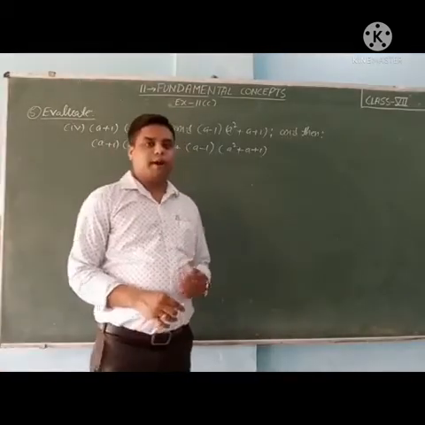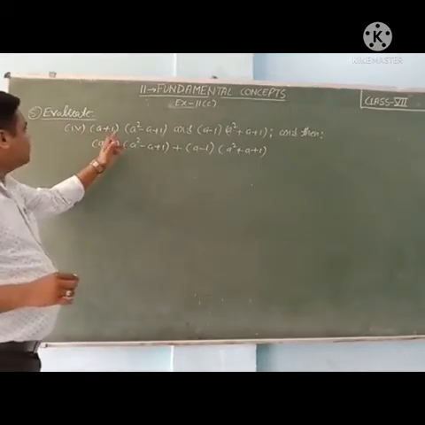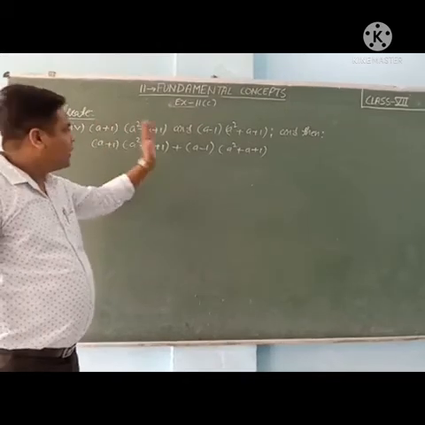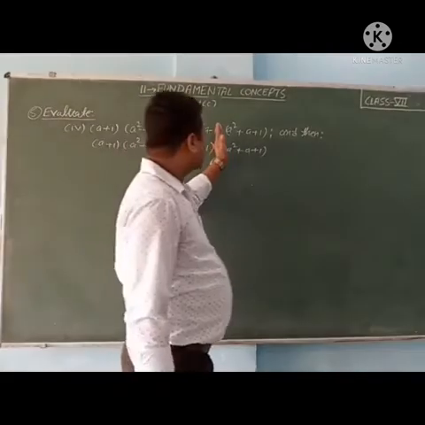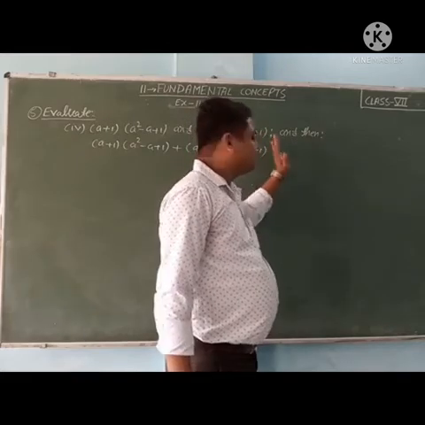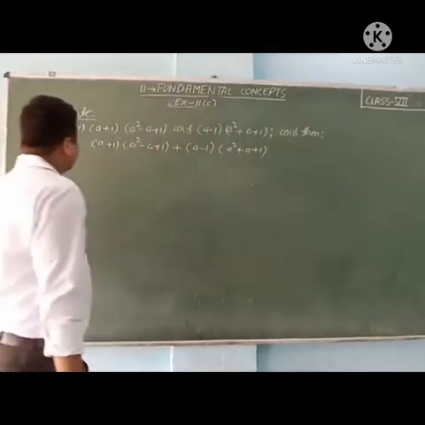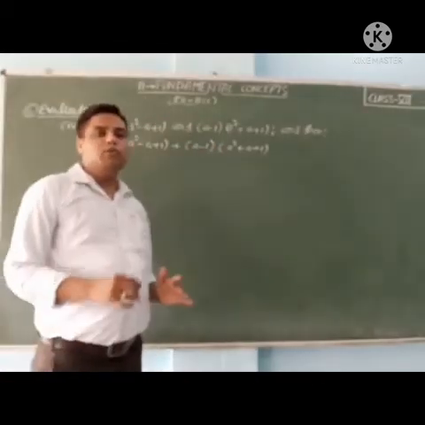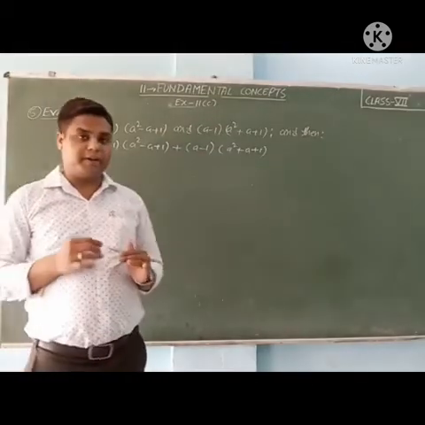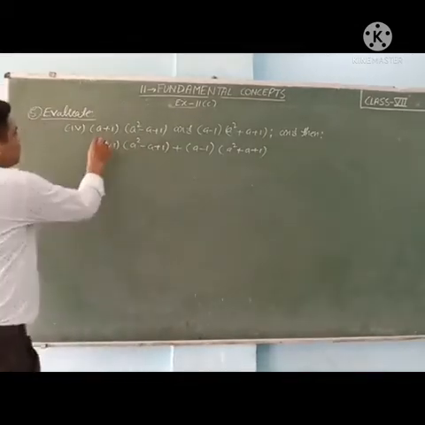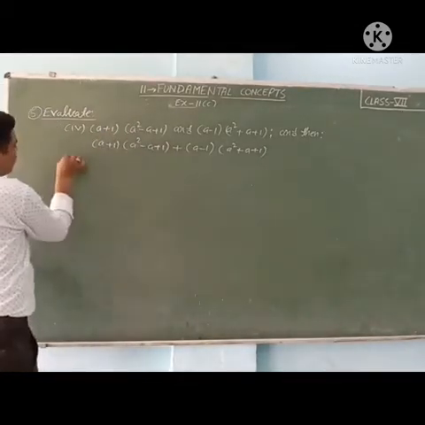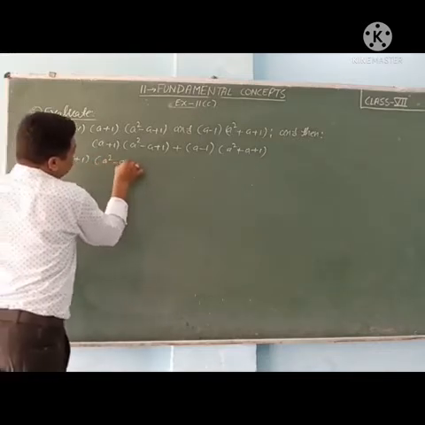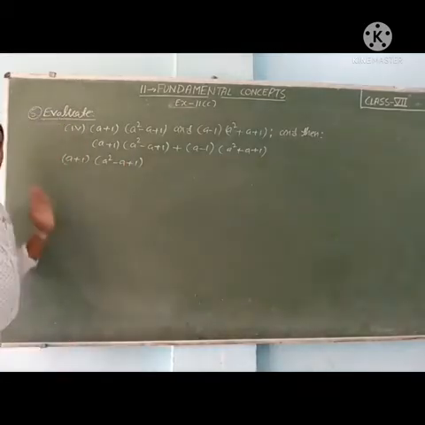Now students, see the fifth part, evaluate. a plus 1 inside the bracket, a square minus a plus 1 also inside the bracket, and a minus 1 inside the bracket, a square plus a plus 1 also inside the bracket. So it means we have to do the multiply between these two expressions and these two also. So we will do the multiply of the expressions separately. So first do the multiply of these two expressions. So we will write a plus 1, then a square minus a plus 1. This multiply we will do.